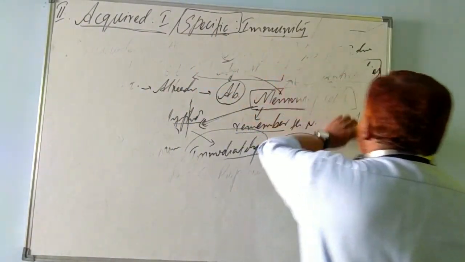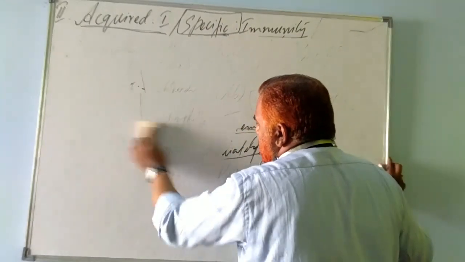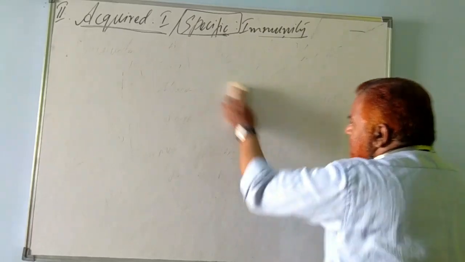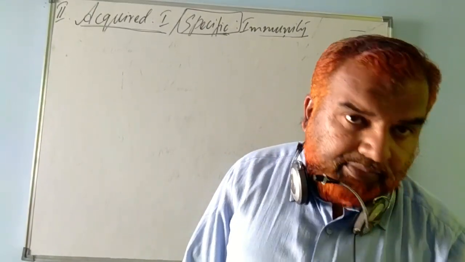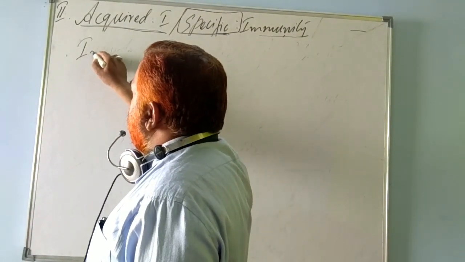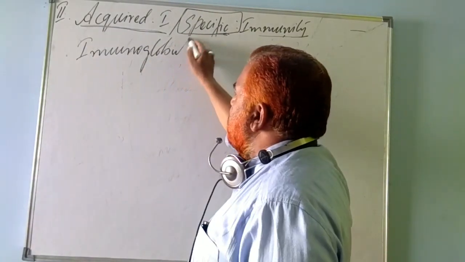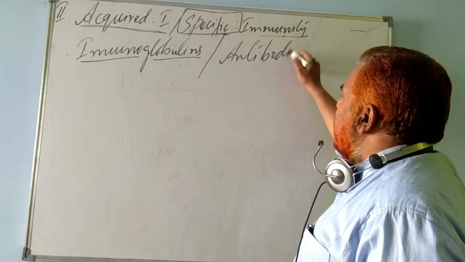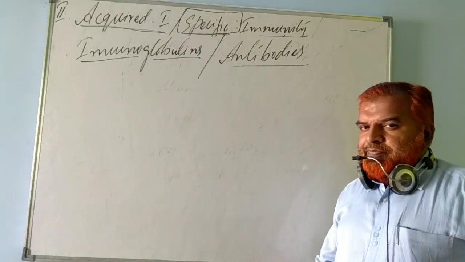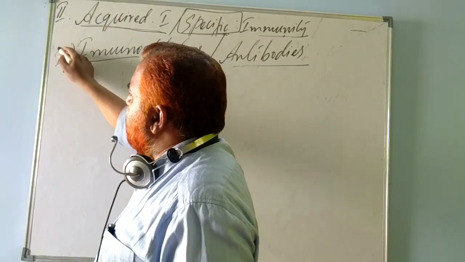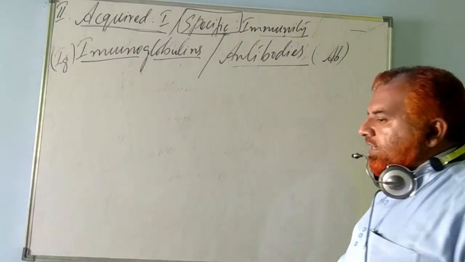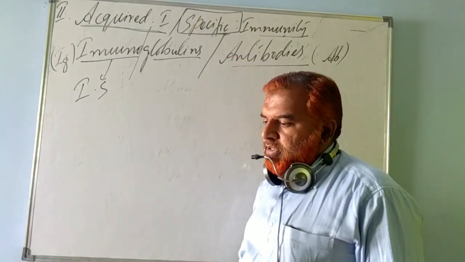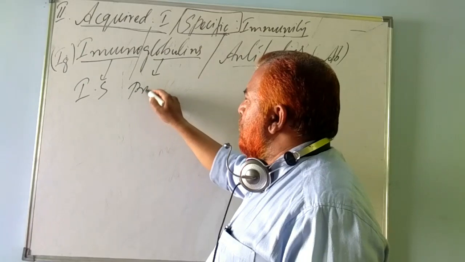Now, what are antibodies? I told you the definition of antigen: they are nothing but foreign particles, right? Now, let's try to understand antibody. Immunoglobulins are antibodies. They are known as immunoglobulins, or they are also known as antibodies. Both are the same. Immunoglobulin is referred to as Ig, or antibody is referred to as AB. Now, immuno refers to the immune system, and globulin refers to the protein part.